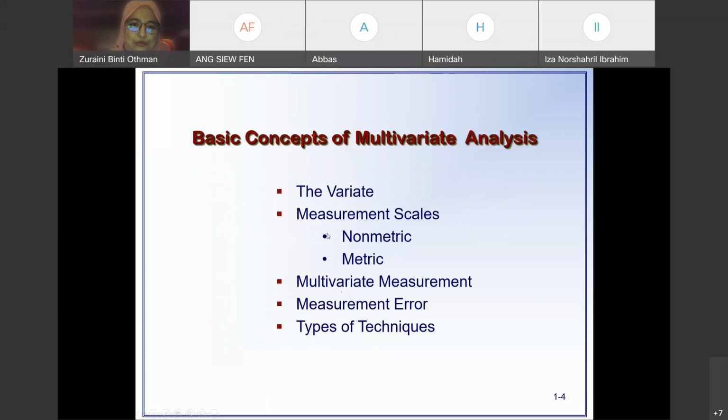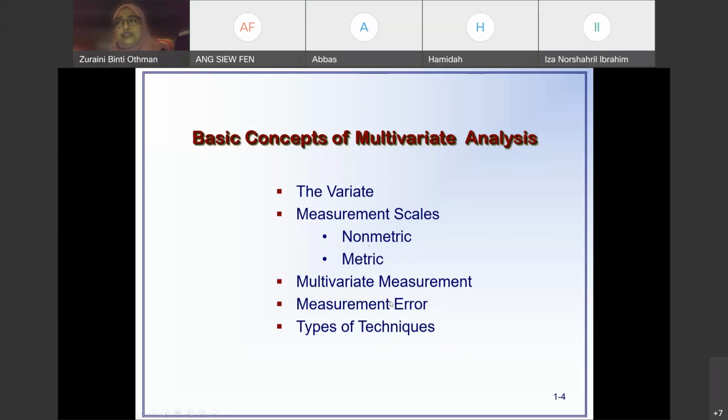Okay. And this is the basic concept of multivariate analysis. In multivariate analysis, the important basic thing that you have to know is the variate. And this is the measurement scale, where the measurement scales involved are non-metric and metric. And other than that are multivariate measurement and measurement error, and types of techniques.